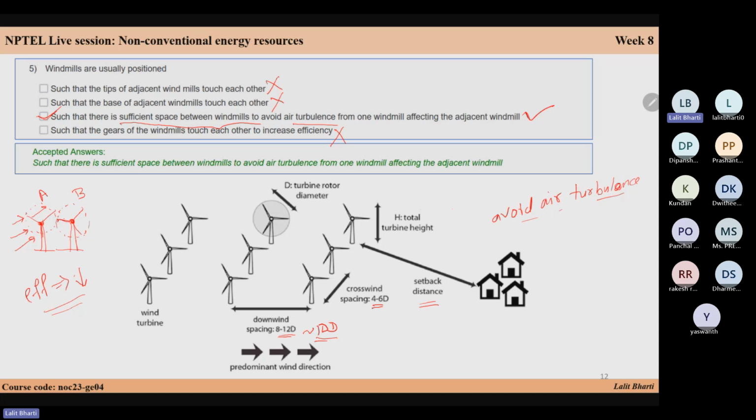So the tips will touch each other, and they will clearly provide a lot of friction. So option 1 is not preferred. Then option 2 is clearly not preferred, because their base cannot touch each other, because the sweep area is already much higher than the base. So option 2 is also not correct.